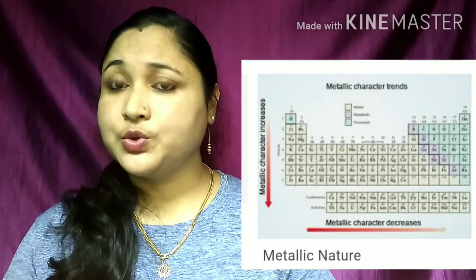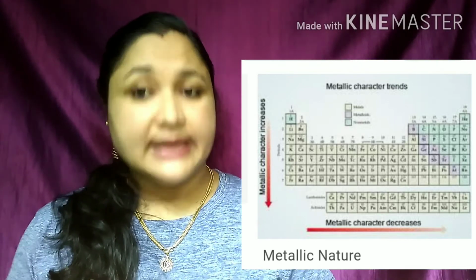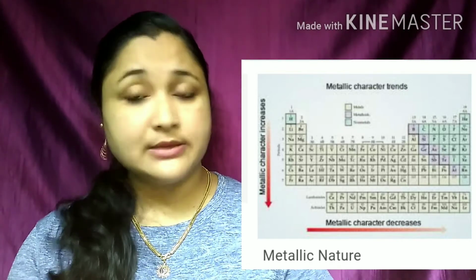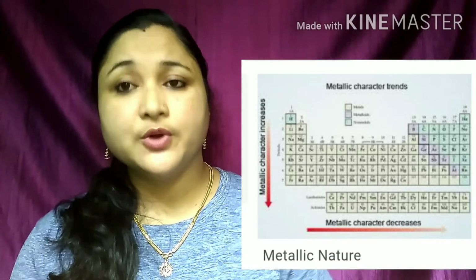And what happens down the group? The electrons are loosely bound to the nucleus. They remain away from the nucleus, so they can easily be lost. Now when we come down this group, we see there is an increase in the metallic character, because they can lose the electrons as there is less force of attraction towards the nucleus, and vice versa, the non-metallic character goes on decreasing with the increase in the metallic character.